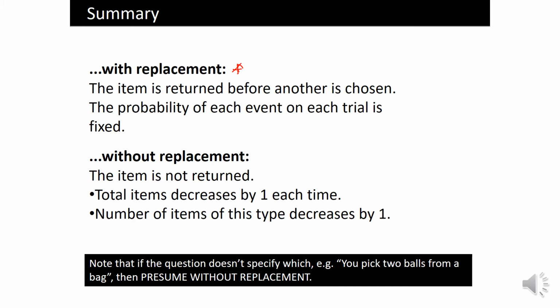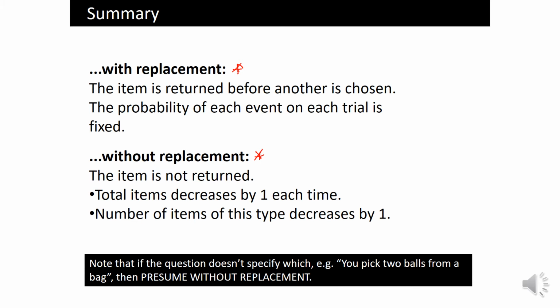There's then this one we've just looked at today, without replacement. So in this one, it'd be like you're taking something out of the bag and not putting it back. So in that case, the number of items in the bag decreases by 1. And also the number of items of that type decreases by 1 as well. So it's really important that you know the difference between these two because it'll give you different answers.